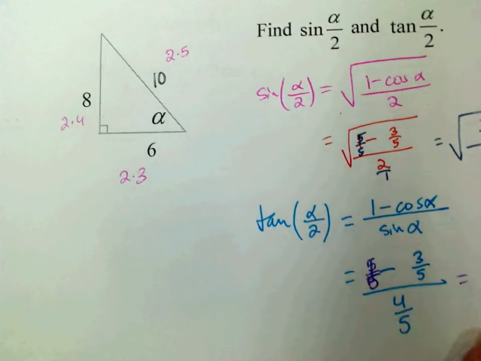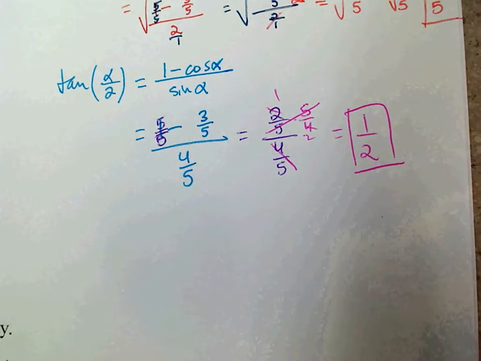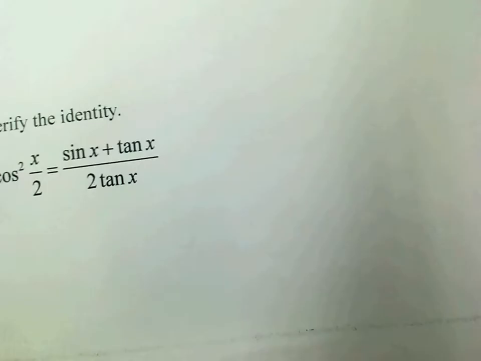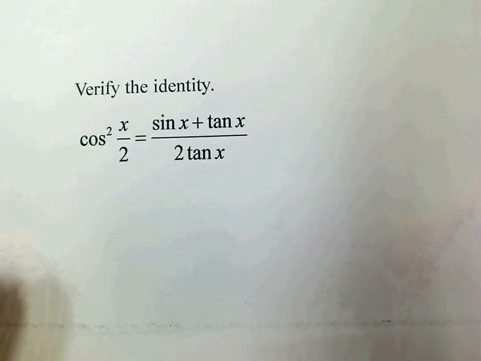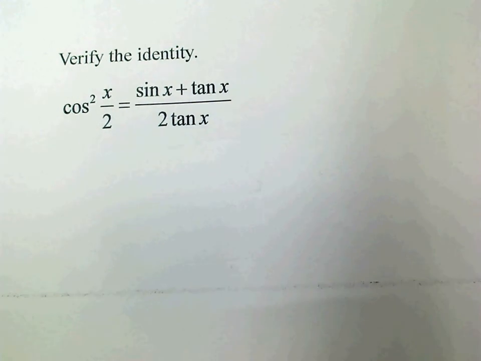Now let's do some identity verification. So practice verifying, proving identities. Cosine squared of an angle cut in half is sine plus tangent over 2 tangent. That side over there, the right side, isn't as simplified as it can probably be, but I'm going to think about that. I'm going to think about what I need.